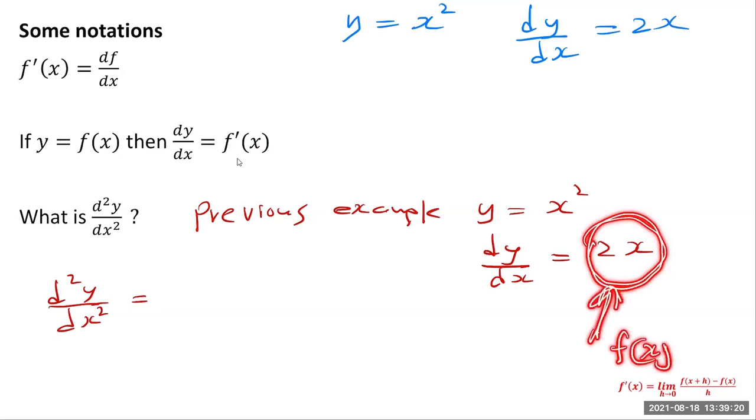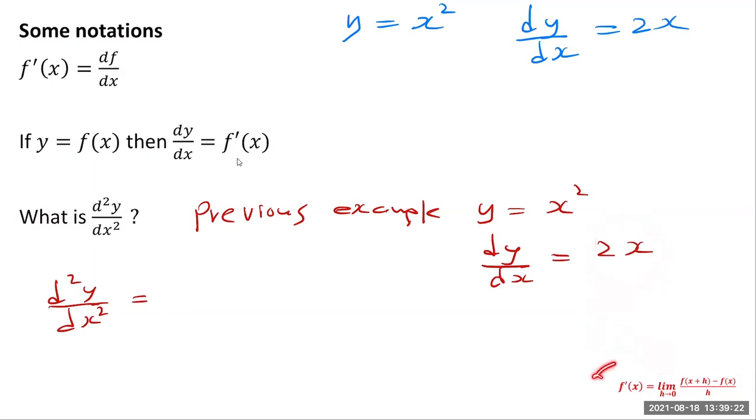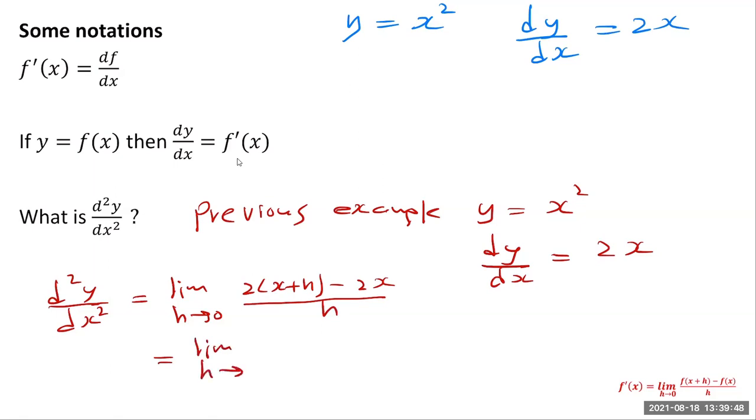This is your f of x. Okay, then by this definition, you get the limit as h goes to 0 of f of x plus h, that is 2 times x plus h, minus f of x, 2x, divided by h. If you clean up the top, you get the limit as h approaches 0 of 2h divided by h.